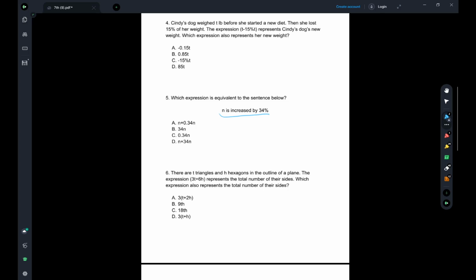So n is increased by 34%, so that means there's n, and you add because it's increased, and 34% could be either, you could say 34% n, or you can change this into decimal form and you get n plus 0.34n, because the percent is equal to multiplying by 100. So from this you can tell that it matches A, and so your answer would be A.